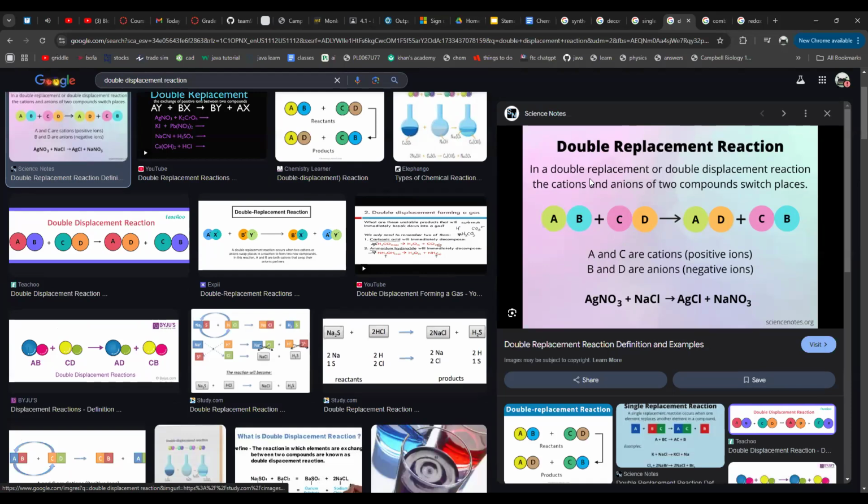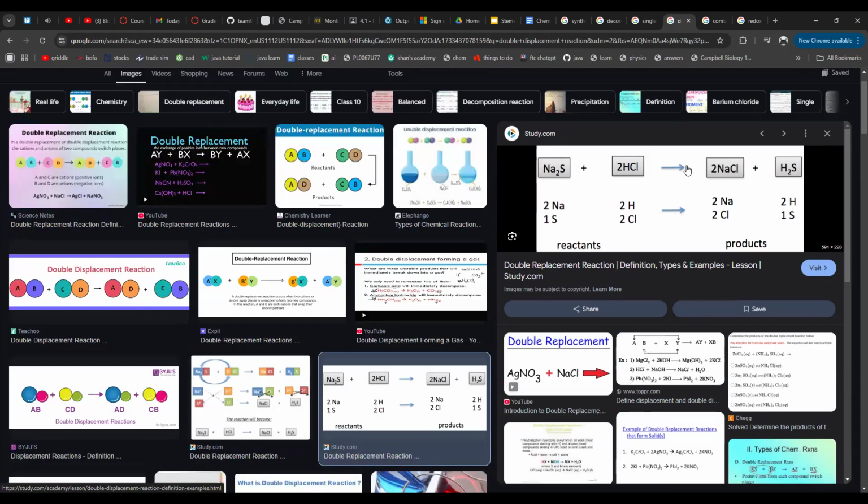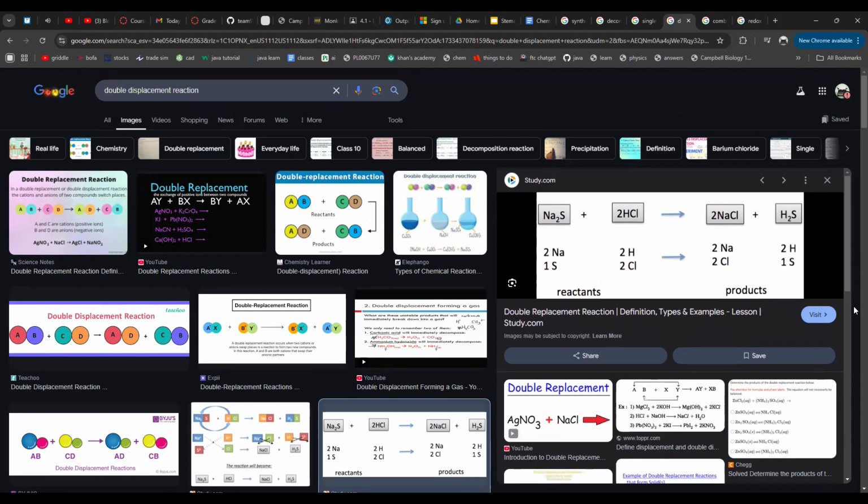And here's an example. Na2S plus 2HCl yields 2NaCl plus H2S. You can see that pattern AB plus CD yields AC plus BD. And then most acid-base reactions, when we go over those, are double replacement reactions. So just keep that in mind.